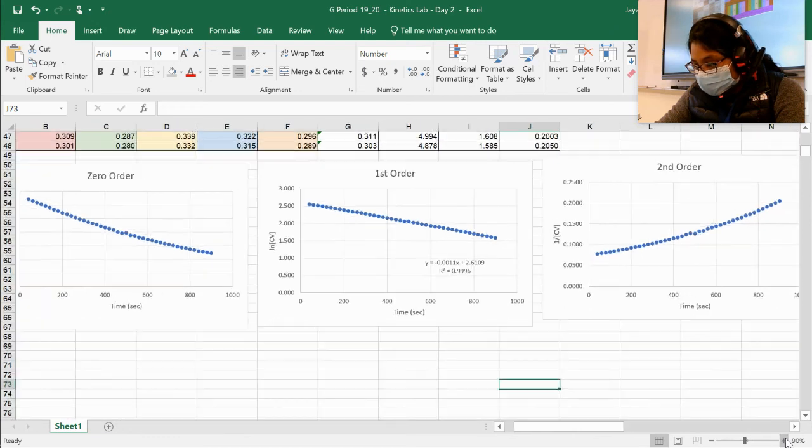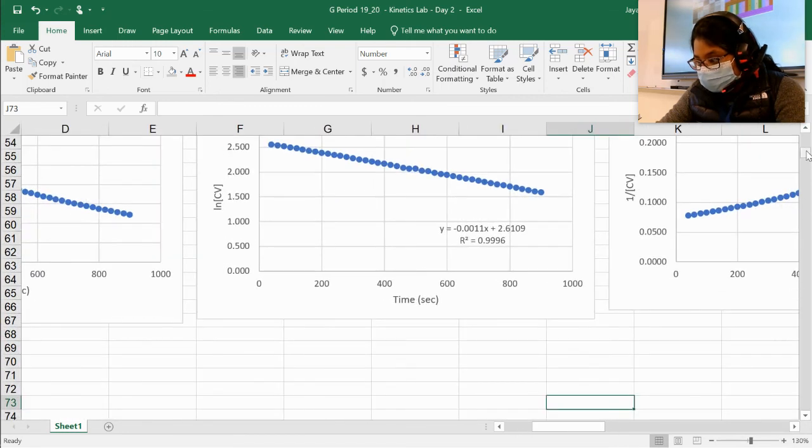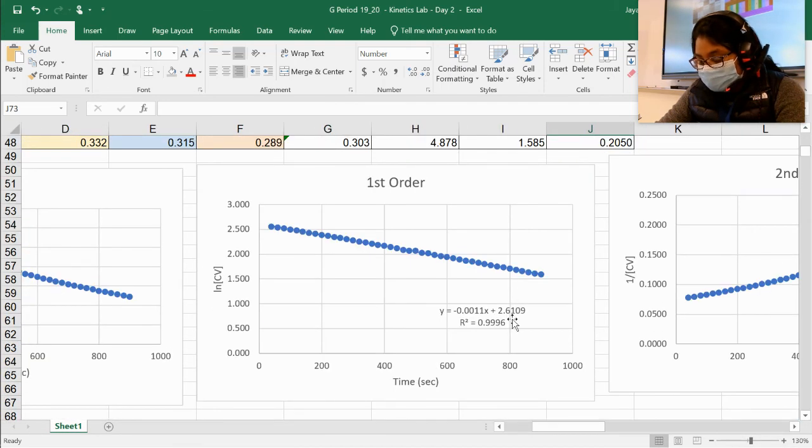Now let's zoom in. So we've determined that it's not zero order, it's not second order because zero and second order are curvy. First order is a straight line, okay? And the slope is your rate constant. There's your rate constant, 0.0011. Very small, which is why this reaction is so slow. And the R-square value indicates that all of the dots are very close to the trend line. So this is good data, precise data, okay?